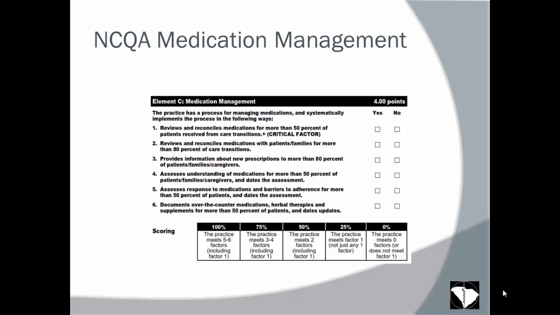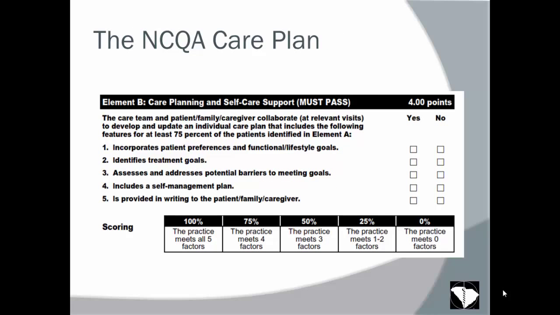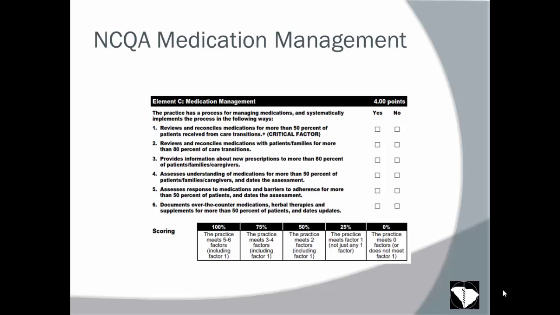But I did want to show you this slide. So for your high-risk patients, you do the care plan, but you also can get credit for doing medication management. And just to look back at this last slide, the care plan is the must-pass. You've got to do this. You at least have to do 3 of these 5 things for at least 75% of your high-risk patients. C is optional, but it certainly will give you 4 more points. And this is just medication management.